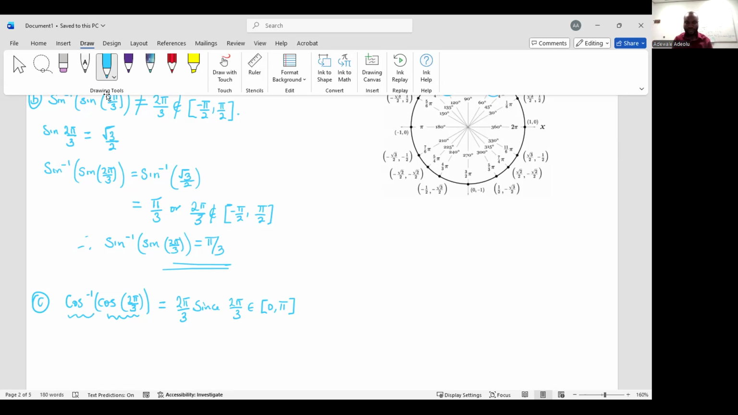That is, 2 pi over 3 is 120. 120 is between 0 and 180. So it is fine. So that is it. We are done with that.